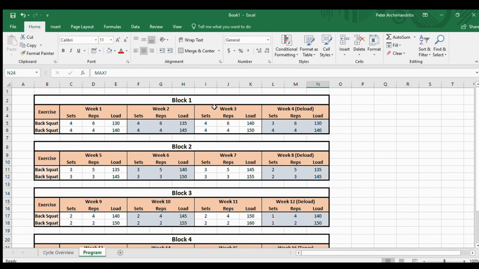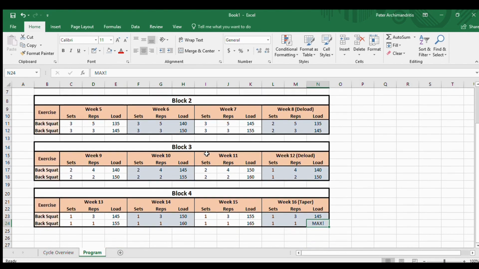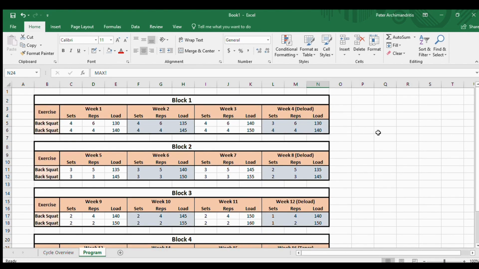So putting this into an actual program, this is an example of how it might look. So we have the 4 distinct blocks that we split the training cycle up into. And in this example, I'm just simply going to do one exercise, and that's going to be the back squat, but this can be done for any exercise. So for example, here we have a 4-week training block, assuming we're going to back squat 2 times per week. This is how it might be planned out.